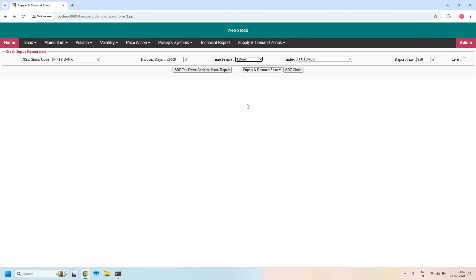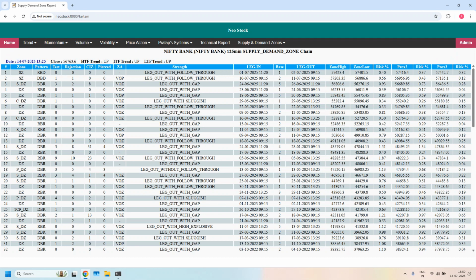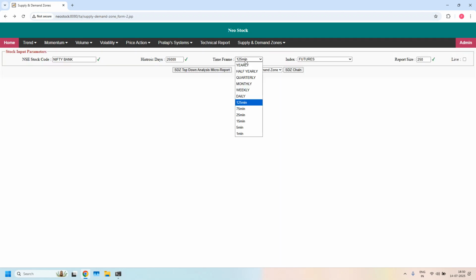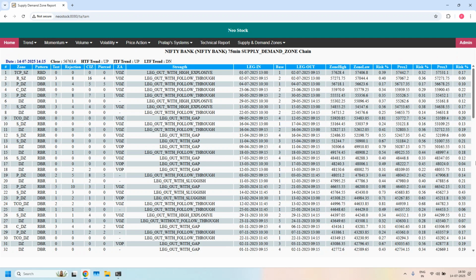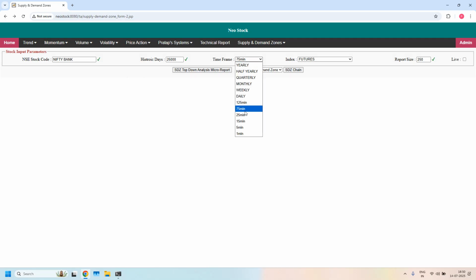Next, generating 125 minutes supply demand zone chain for BANKNIFTY. Next, generating 75 minutes supply demand zone chain for BANKNIFTY. Next, generating 25 minutes supply demand zone chain for BANKNIFTY.